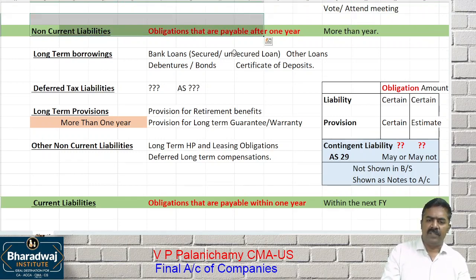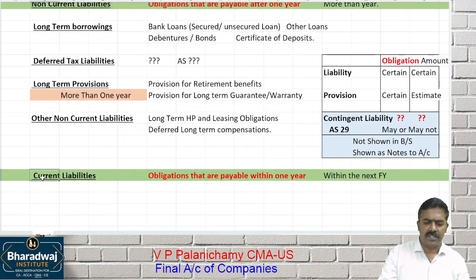Opposite to non-current liabilities, we've got current liabilities. Obligations that are payable within what? 1 year. Whatever is to be paid within the next 1 year is called which one? Current liability. The amount I show in the balance sheet will be paid within what? The next 12 months. Now that is called what? Current liability.